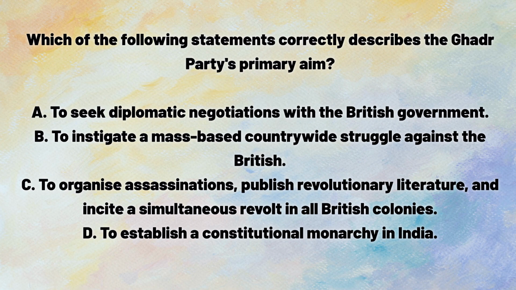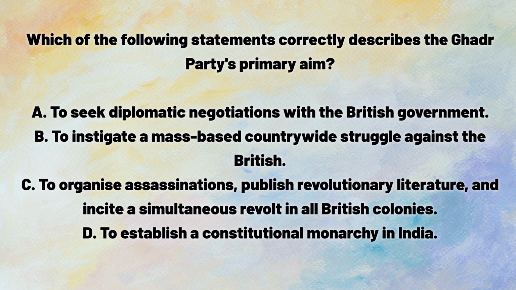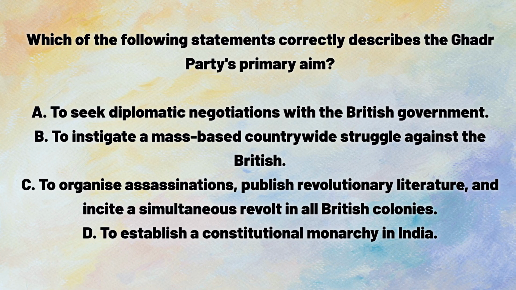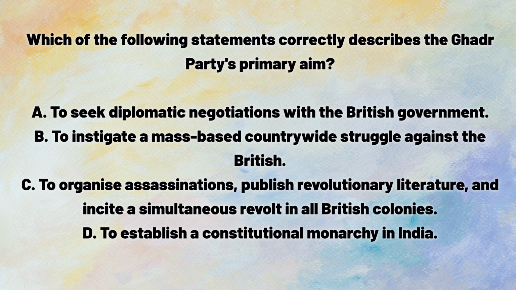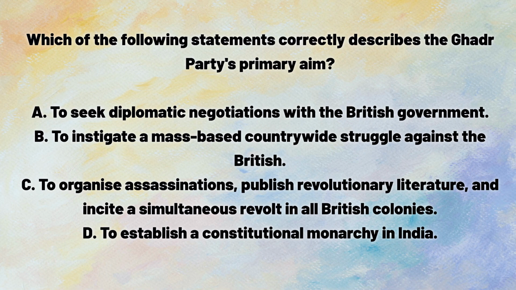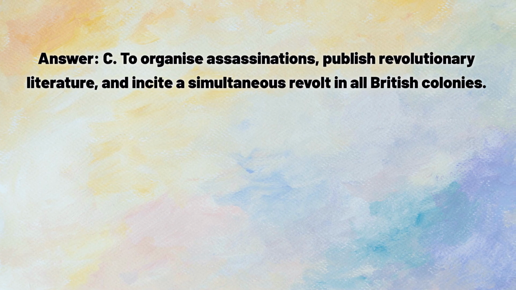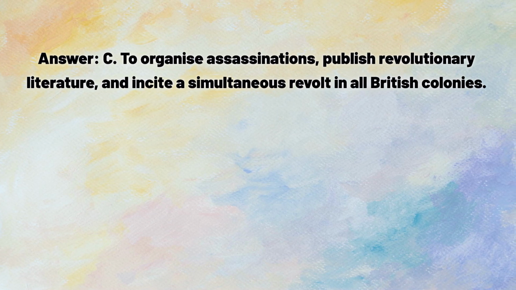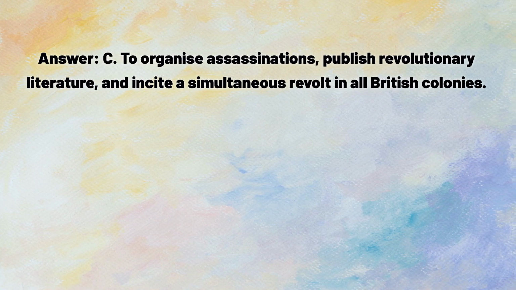Prelims MCQs. Which of the following statements correctly describes the Ghadar Party's primary aim? A. To seek diplomatic negotiations with the British government. B. To instigate a mass-based countrywide struggle against the British. C. To organize assassinations, publish revolutionary literature, and incite a simultaneous revolt in all British colonies. D. To establish a constitutional monarchy in India. Answer. C. To organize assassinations, publish revolutionary literature, and incite a simultaneous revolt in all British colonies.